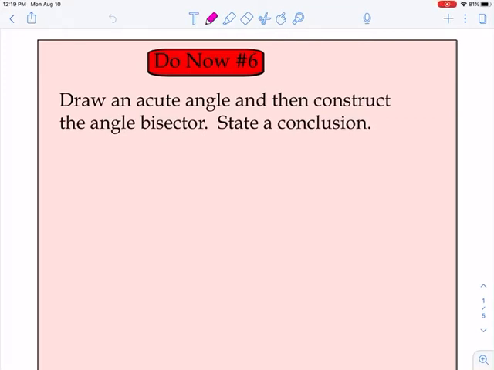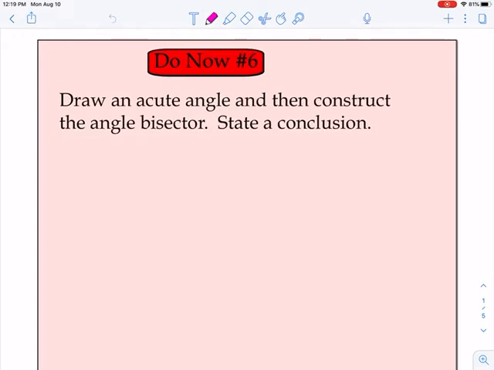Okay, for Do Now number 6, we want to draw an acute angle and then construct the angle bisector and state a conclusion. On my iPad, I don't have a straight edge or a compass, and we know how well drawing a straight line worked for me in the last section, so let's see what happens here. I'll try to walk you through it though.